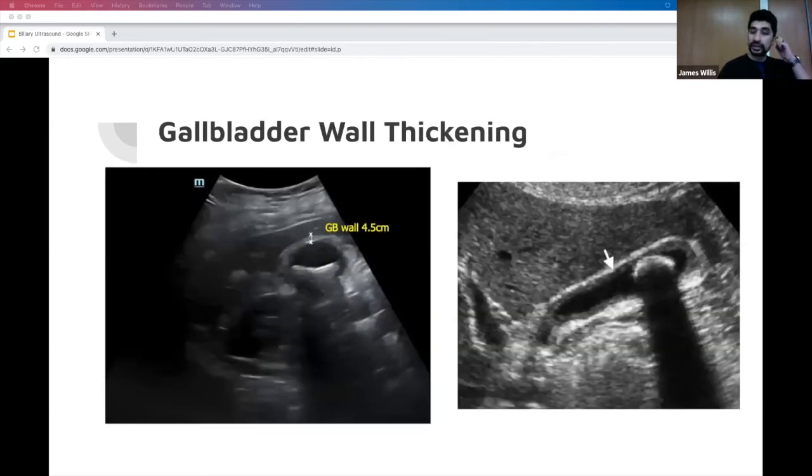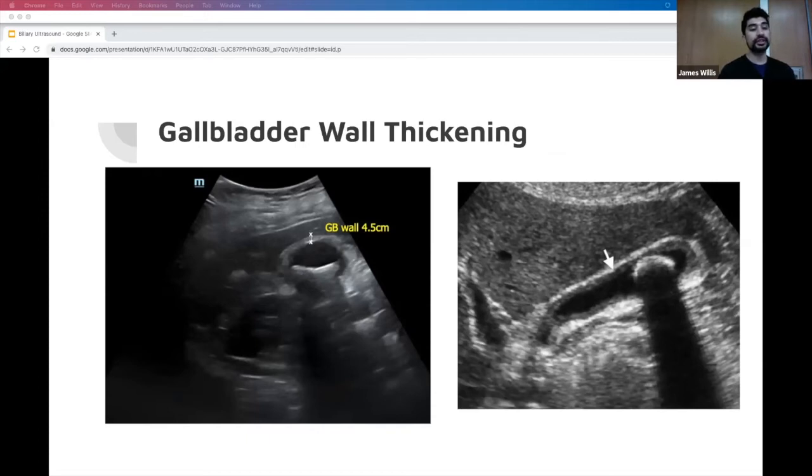So gallbladder wall thickening, we talked about it. 3 to 4 millimeters or less is considered normal. So greater than that, in the right clinical context, would be abnormal.